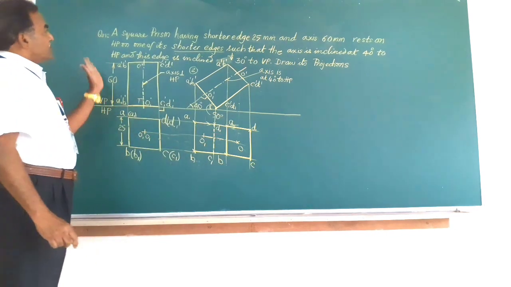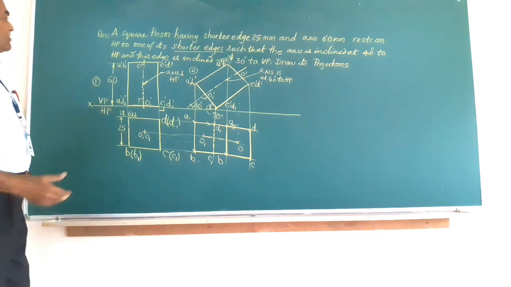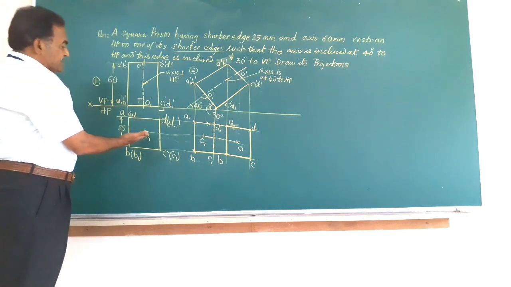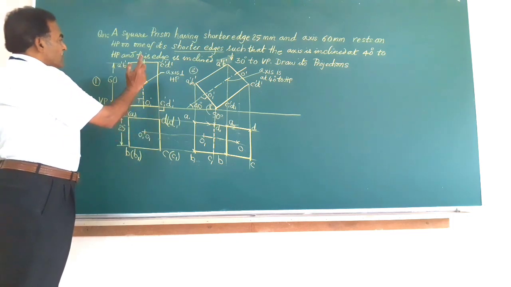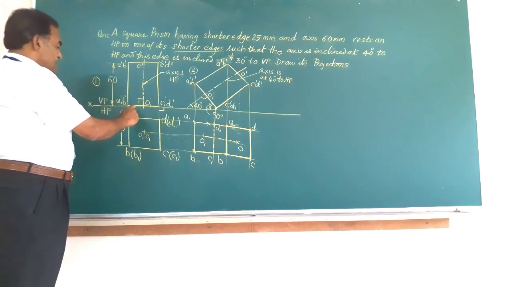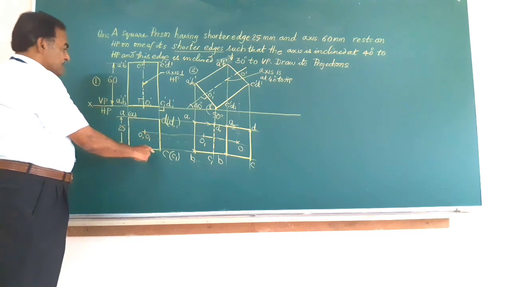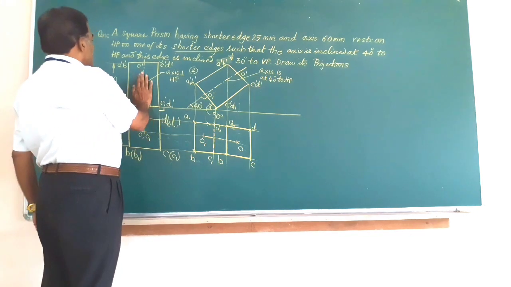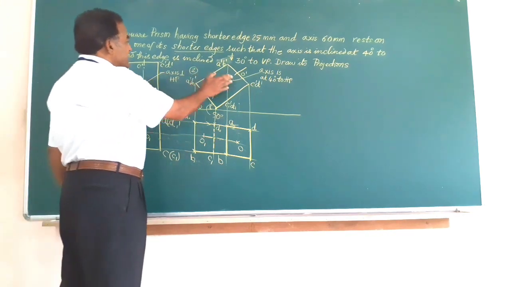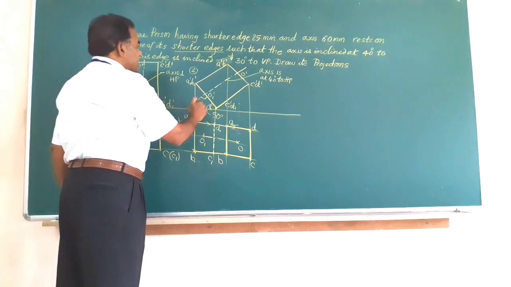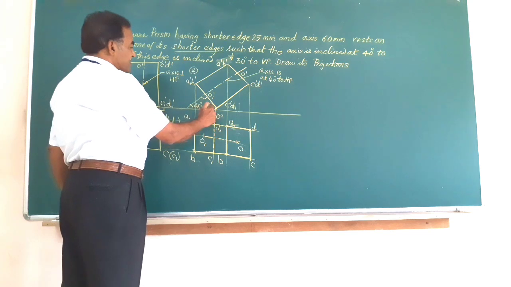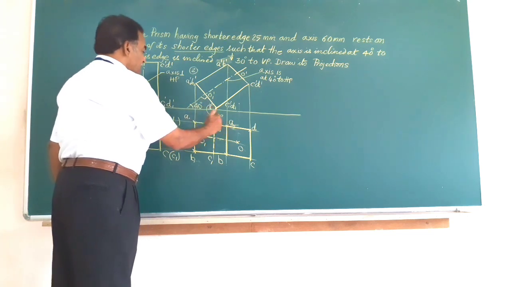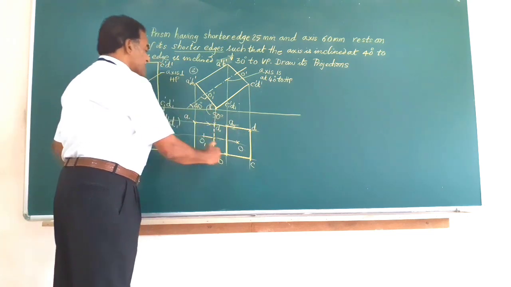Friends, to summarize, we had the square prism resting on one of the square faces on HP. We got the front view a rectangle, the top view is square, and this figure, which was named as 1, is redrawn with the axis inclined at an angle of 40 degrees or the base inclined at an angle of 50 degrees to HP, and we got the corresponding top view.